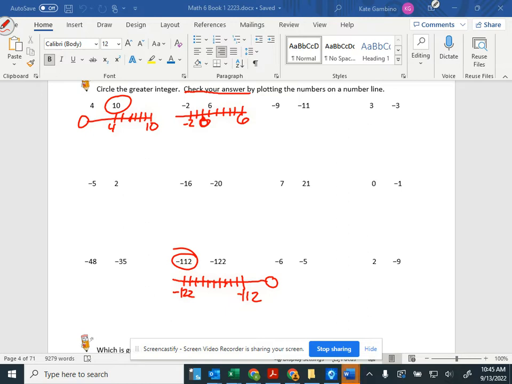If they're negative, it's the one that's closest to 0. If they're positive, it's the one that's farther away from the 0.